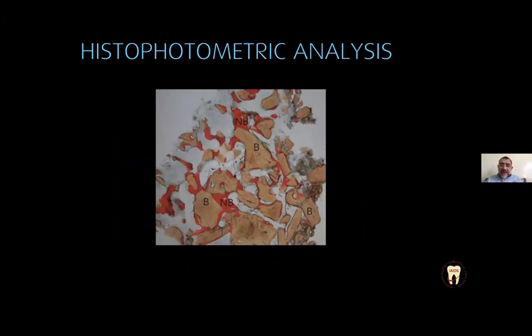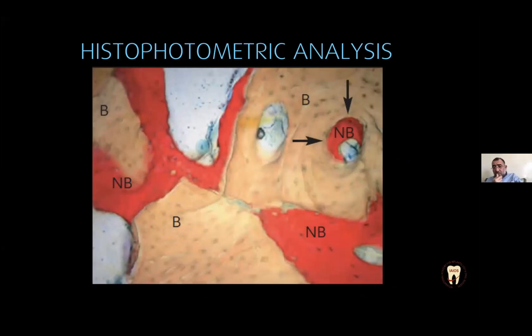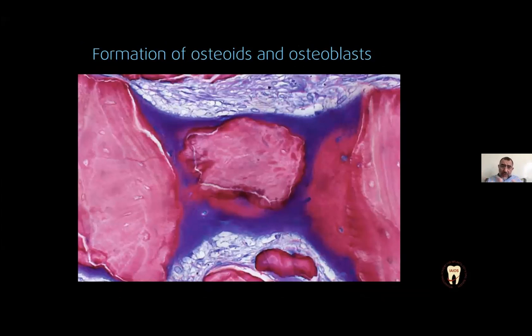You can see here the histomorphometric analysis of the newly regenerated bone in the site of grafting. The new bone is regenerated here around the particles of Bio-Oss. And you can also see the formation of osteoid and osteoblasts.